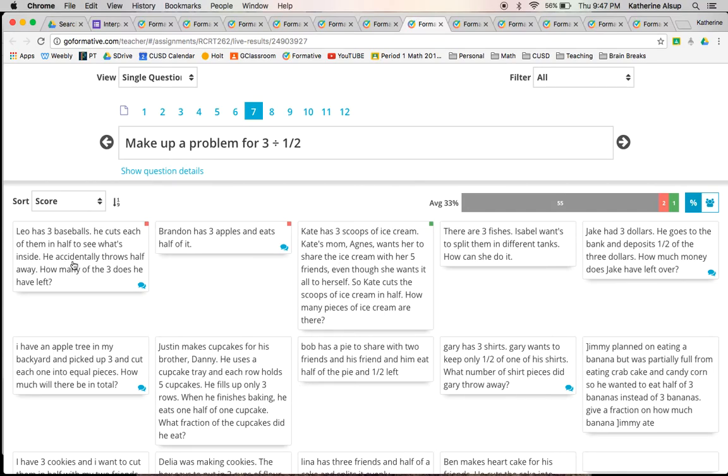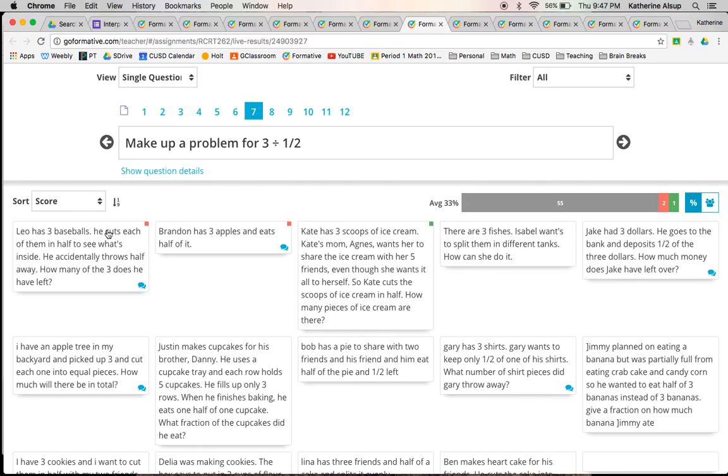So for this one, Leo has 3 baseballs. He cuts each of them in half to see what's inside. He accidentally throws half away. How many of the 3 does he have left? This problem is very close to being correct. You'll notice we have 3 baseballs. Our problem starts with 3, the whole number 3. And we're dividing, and this student uses the words cuts them.